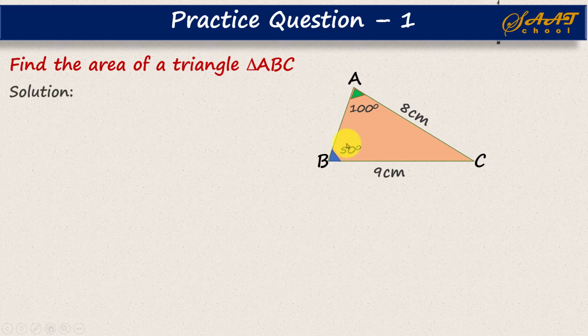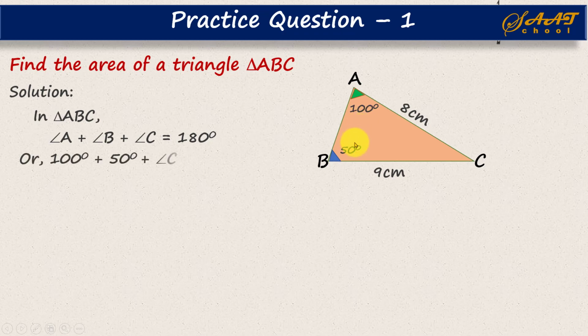So in a triangle, we know the sum of angles equals 180. So in any triangle, the sum of the three angles will be equal to 180. Now we have the value of A, which is 100. The value of angle B is 50. Now you can find angle C, which is 180 minus 150. So the value of angle C is now 30 degrees.